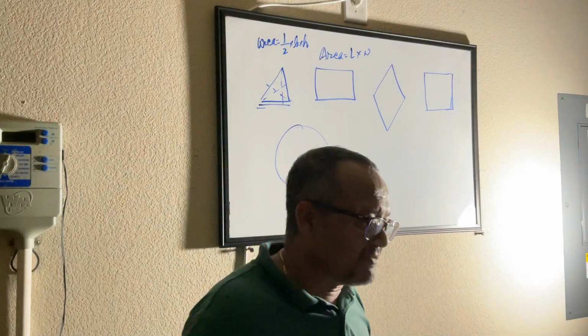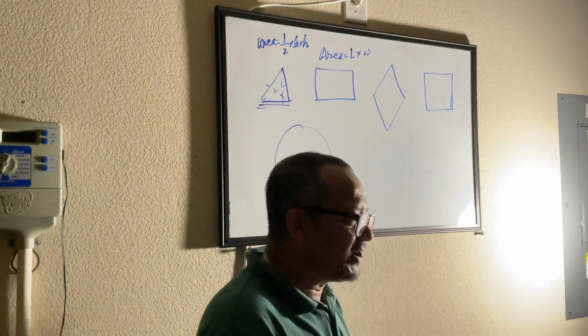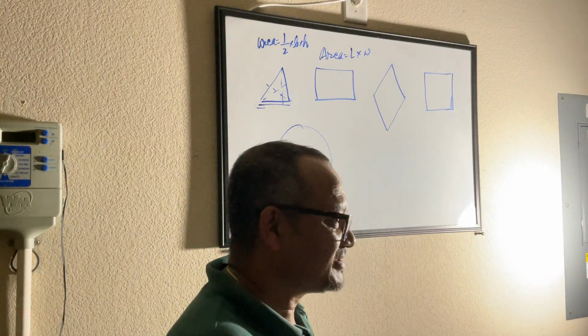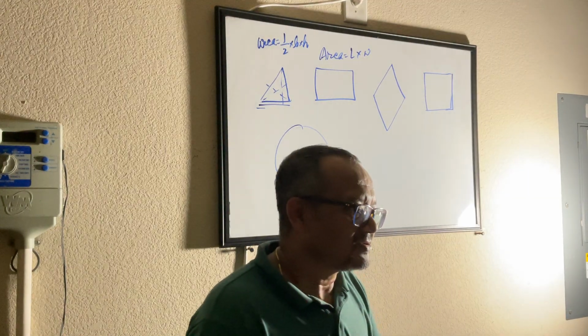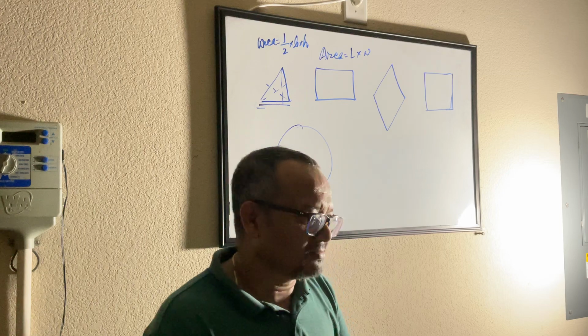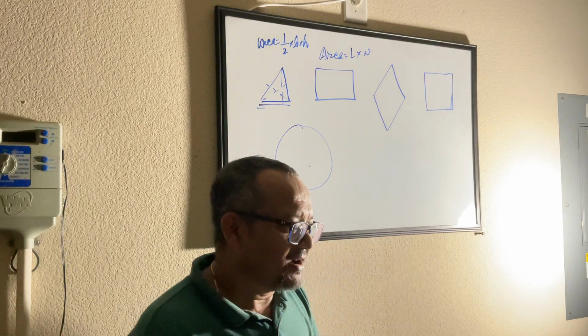Now this one, the tricky one. Who remembers the formula for area of a rhombus? Half times base plus base 2 times height.